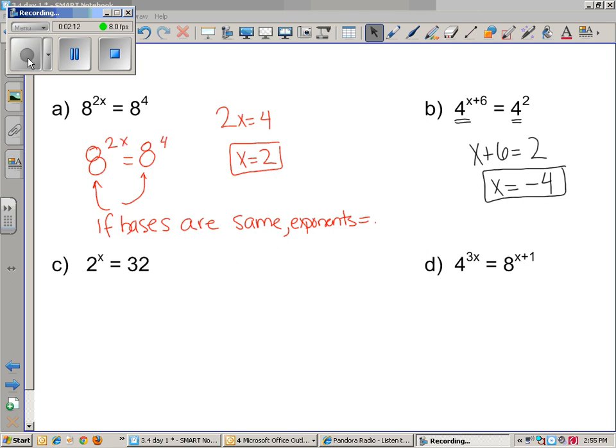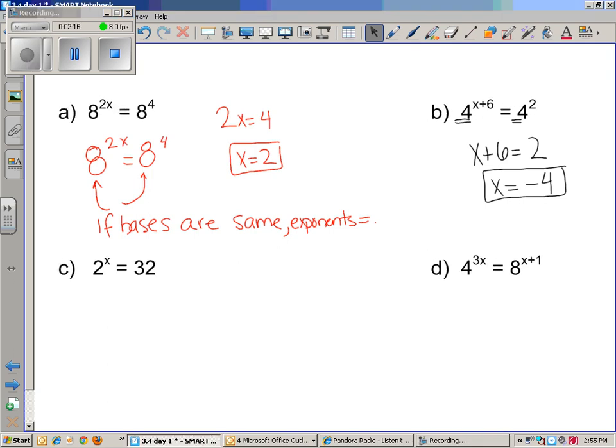Okay, so the first 2 examples are going to be when the bases are the same. And so this becomes our rule. If the bases are the same, then the exponents have to be the same. This would be as simple a problem as you would see. Okay, so if the bases are the same, then the exponents are the same.